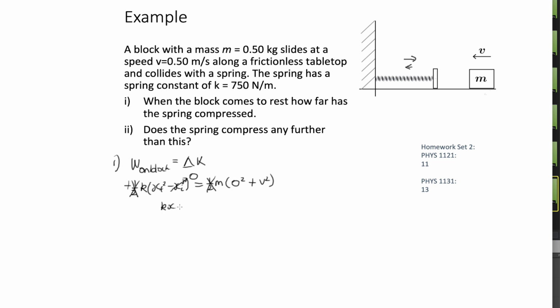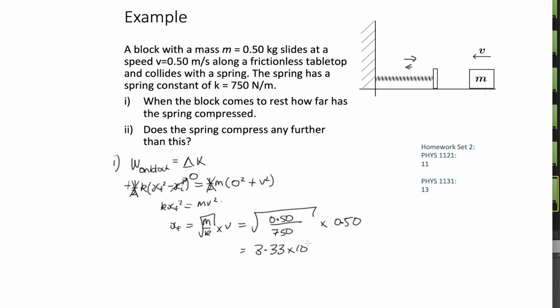So we've got k x_f squared is equal to m v squared, so that tells us that the final position is equal to m on k, take the square root, times v. And we can substitute in and work out what this is. So the mass is 0.50 kilograms and the spring constant is 750, and then we times that by 0.50. And solving this, we get 3.33 times 10 to the minus 4 meters, which we can write if we want as 0.33 millimeters, and that's to two significant figures.